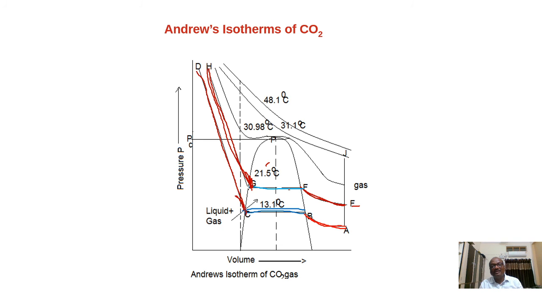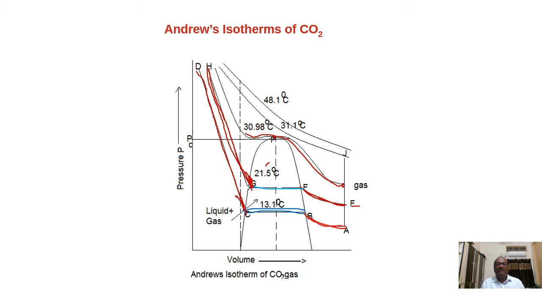Under these two temperatures, 13.1 and 21.5 degrees centigrade, we can see a clear distinction between the liquid and vapor, either between B and C, or between F and G. But when 30.98 degrees centigrade is maintained, the gas is present here, and gradually we apply the pressure. Volume decreases gradually. After reaching this point P, suddenly the gas state will convert into liquid state at this point. After that, you can see what?